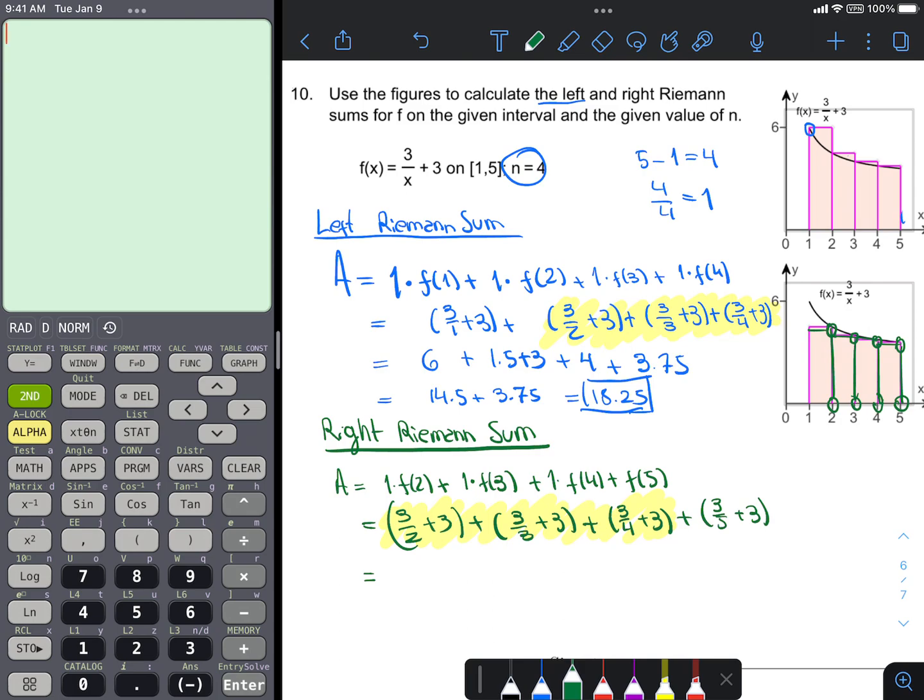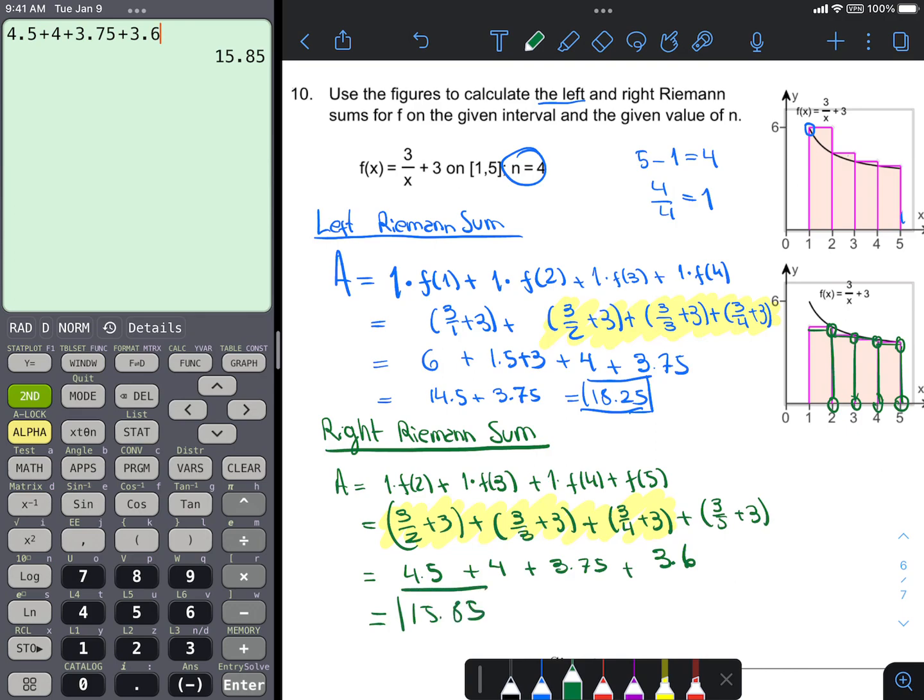So that's 1.5 plus 3, that's a 4.5, plus a 4, plus a 3.75, plus a 3.6. So I'll do the math here in my calculator. Like I said, I don't think it hurts to check it, especially if you were tired or if you're doing math after a long exam. Then you get the 15.85.